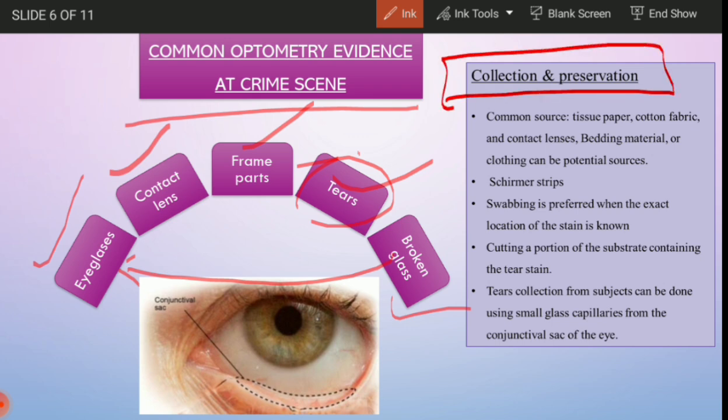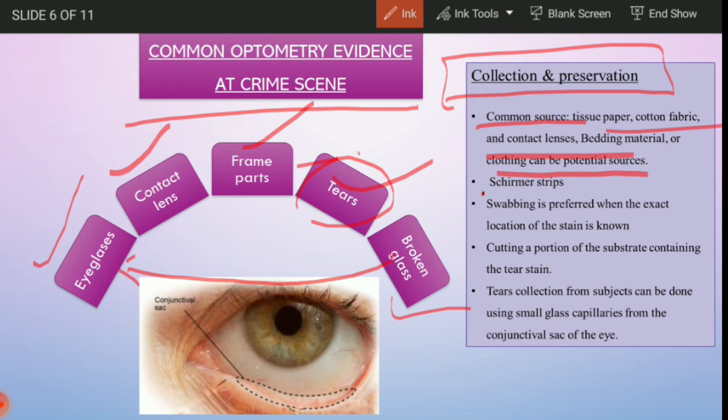Collection and preservation of this evidence involve, first of all, tear. Tear can be found in tissue paper, contact lens, or bedding material like bed sheet or pillow. It can also be found on the clothing of the victim, or on the face, on the skin of the victim.